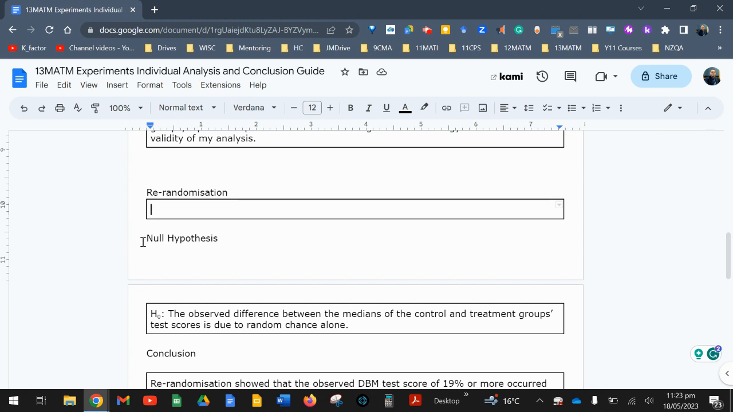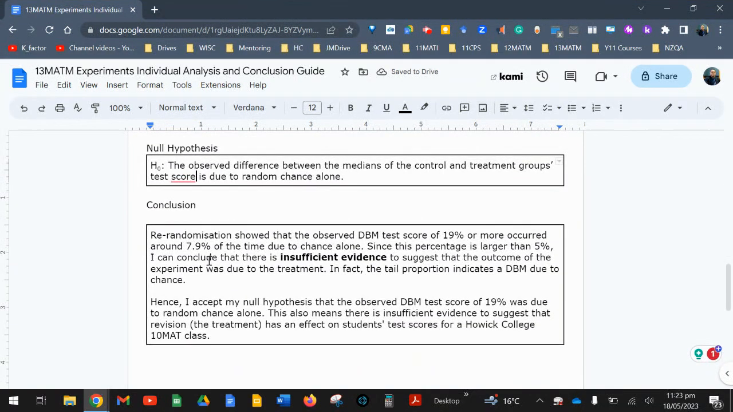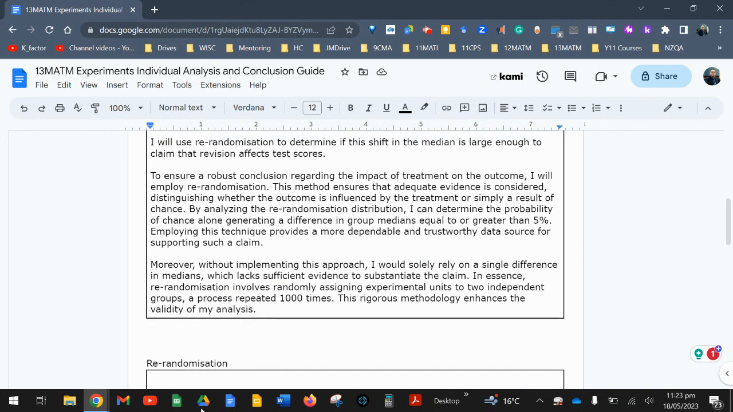So my null hypothesis in this case, with that symbol there, that's a subscript 0 with an H. That's the symbol for null hypothesis. The observed difference between the medians of the control and treatment groups test score is due to random chance alone. That shouldn't be test scores, it's test score, okay? So once again, that's the null hypothesis. Now, the null hypothesis is always stating that any difference is due to chance, because that's what you're testing here.